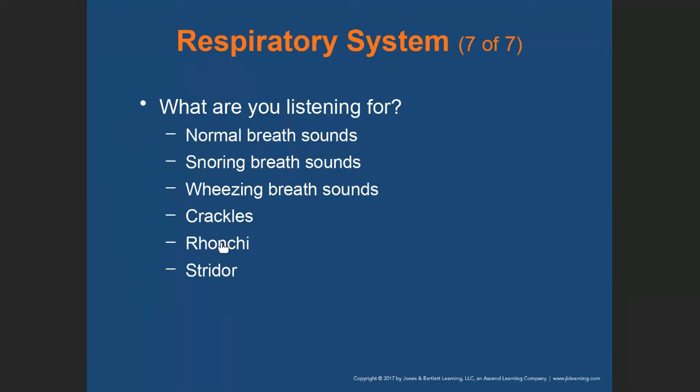So these are your sounds. And we are familiar with what gurgling and bubbling sounds indicate.